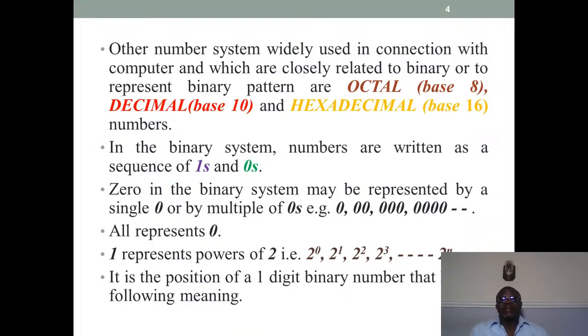In the binary system, numbers are written as a sequence of ones and zeros. 0 in the binary system may be represented by a single digit 0 or by multiple digits of zeros. For example, you can use 00, 000, or 0000 to represent 0. No matter, they all represent 0. 1, on the other hand, represents powers of 2 raised to some power, like 2 raised to power 0, 2 raised to power 1, 2 raised to power 2, and so on to 2 raised to power n, where n is an integer.